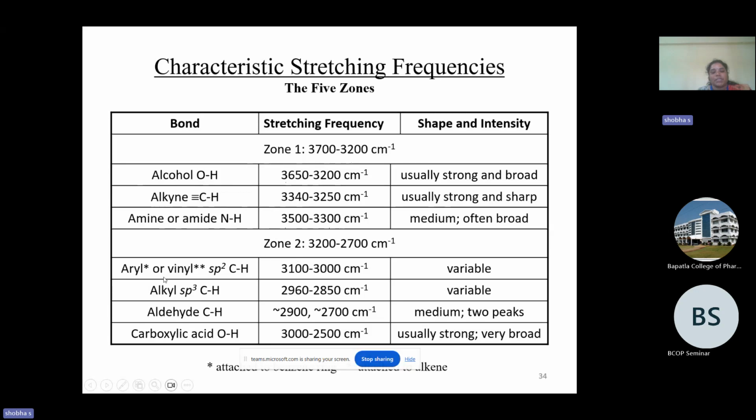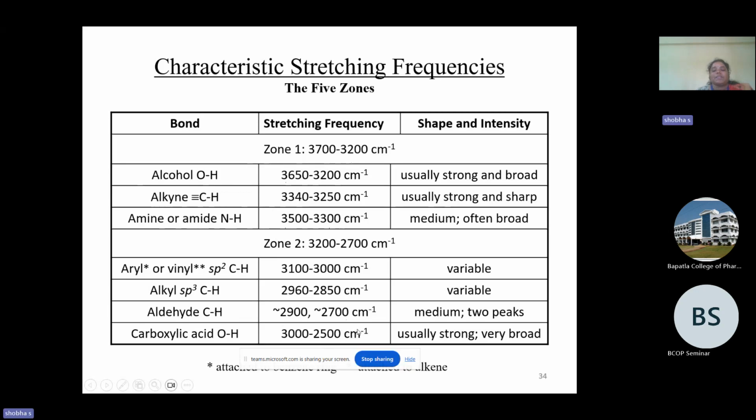In zone 2, we are going to see the aryl, vinyl sp2 CH, not completely the double bond, just the sp2 CH. And also here in the 2,900 to 2,800 region, we are going to see the sp3 CH, that means alkane stretch. And also we need to remember this thing: in the region of aldehyde, the peak is sharp, 2,900 to 2,700. Whenever we see a peak in this region, we come to know the compound may have an aldehyde group. And also carboxylic acid, which we are going to see in the region of 3,000 to 2,500.